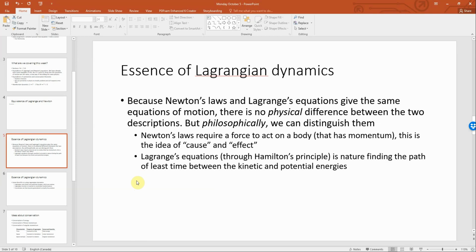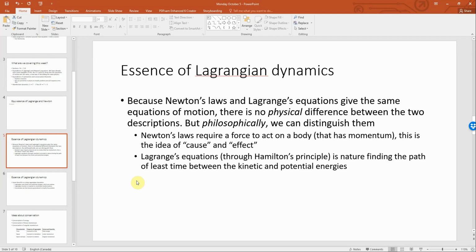Now, when we show that Newton's laws and Lagrange's equations give the exact same equations of motion, then that means that there's absolutely no physical difference between the two descriptions. So that means the x double dot that we derive from Newton has to be the same as the one we derive from Lagrange. So we get the exact same equation of motion, which means that we'd integrate that to get the exact same trajectory. But the thing is that philosophically, these mean something different.